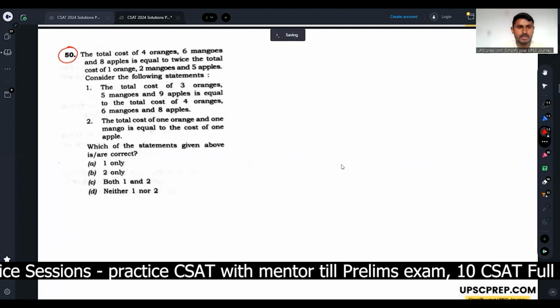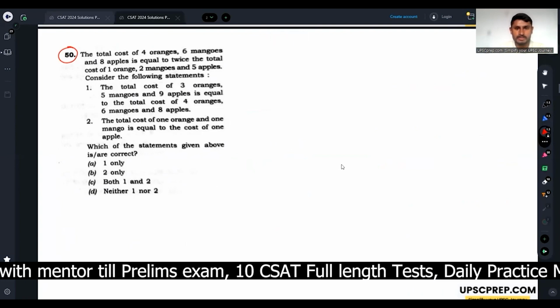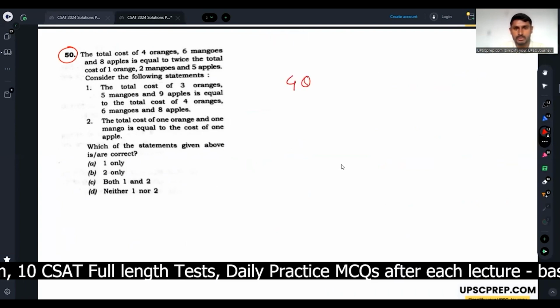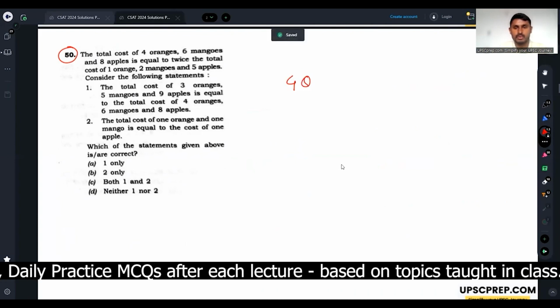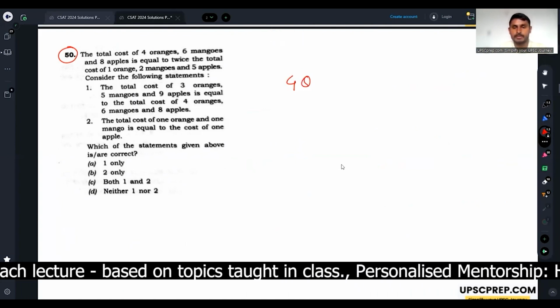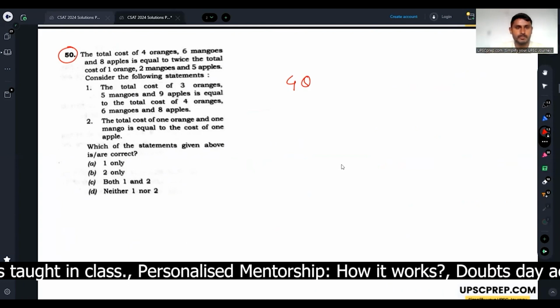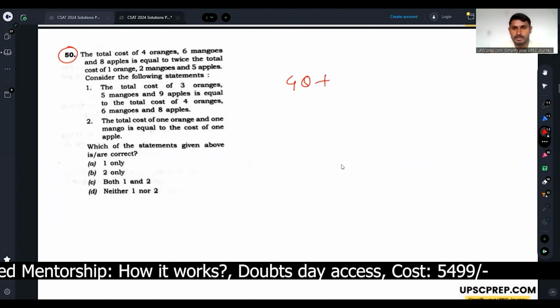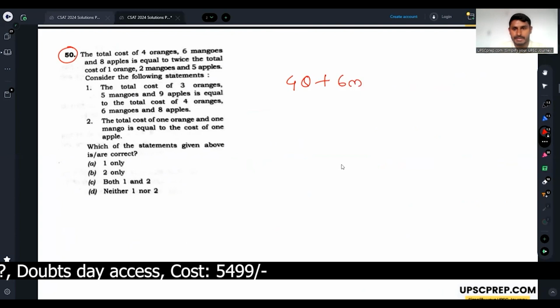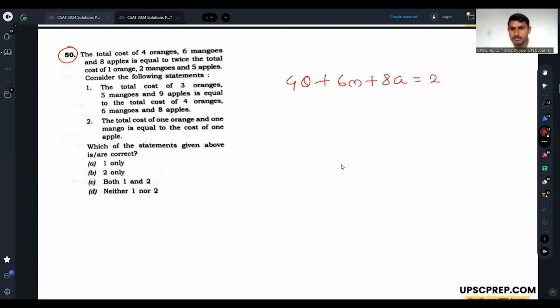See this 50th question. A total cost of 4 oranges. Okay, let's say total cost of 4 oranges. I am making this O like this because you should not get confused. This is the O of oranges, not 0, right? 6 mangoes plus 8 apples is equal to twice the cost of 1 orange, 2 mangoes and 3 apples. So 1 orange, 2 mangoes plus 3 apples, right? So this is the given thing to us.